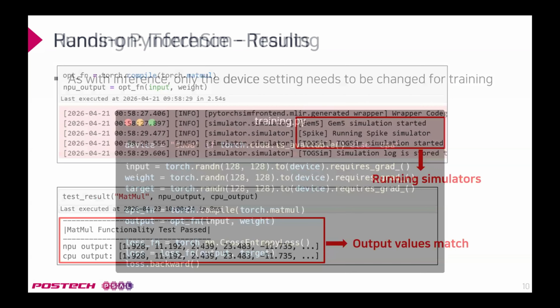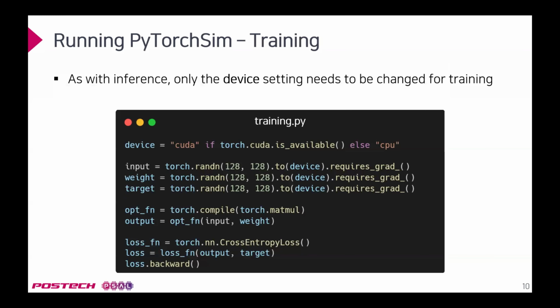Okay, let's move on. The same principle applies to training as well. Here we have a simple backward pass example. The device is set to CUDA or CPU, and it performs matrix multiplication followed by a backward pass. To run this with PyTorchSim, all you need to do is also change the device to NPU. Everything else remains exactly the same.